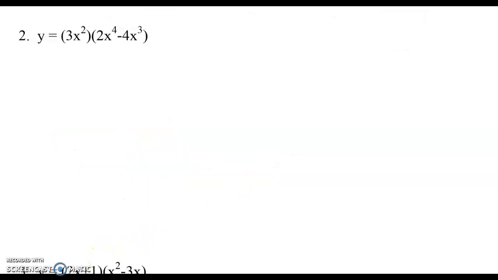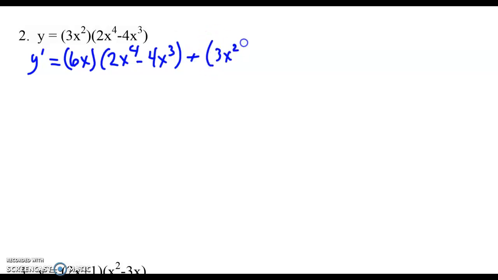Flip the page over. Okay, so we have, again, two factors being multiplied together. This first factor we refer to as f, the second factor we refer to as g. So when we're taking the derivative then, we've got the derivative of y. We write it as y prime. The first factor derivative would be 6x multiplied by the second factor plus the whole first factor multiplied by the derivative of the second factor.